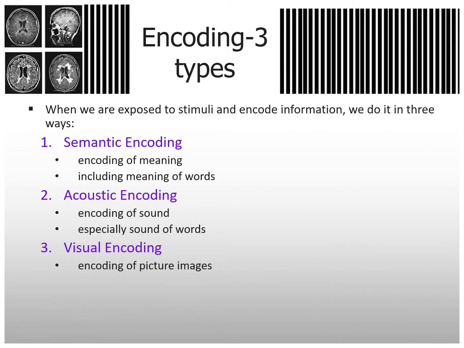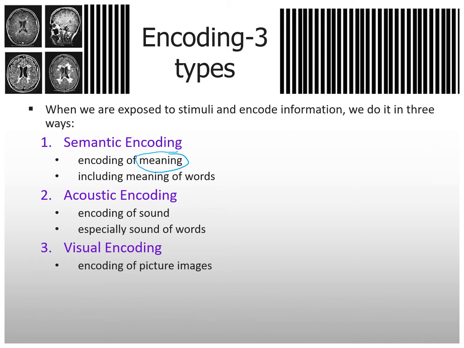So the three different types of encoding, right? We're exposed to stimuli and encode information. We do it in three ways. The first way is semantic encoding, the encoding of meaning. That's the key word. Semantic literally means meaning, okay? So make sure you know that. When we talk about semantic encoding, we're talking about the meaning of words.